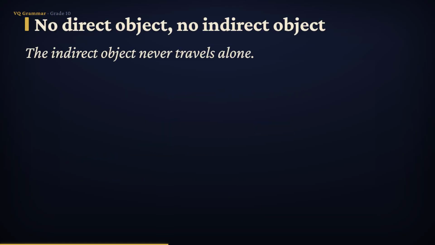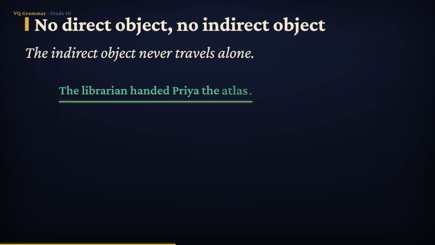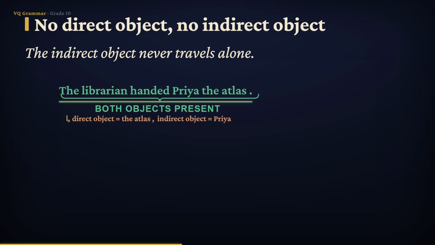Here is a rule that will save you a lot of trouble. An indirect object can never appear on its own. It only exists when a direct object is already there. Look at this one. The librarian handed Priya the atlas. Handed what? The atlas. That is the direct object. Handed it to whom? To Priya. That is the indirect object. Both are present, so the sentence works.